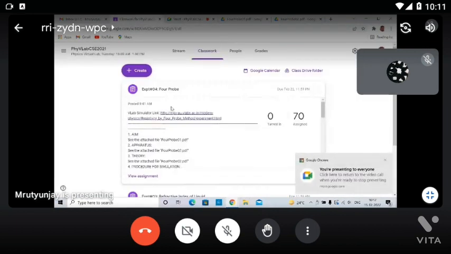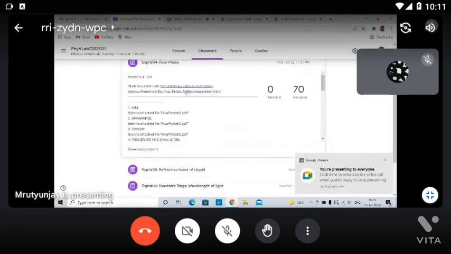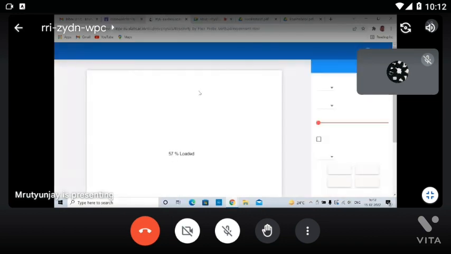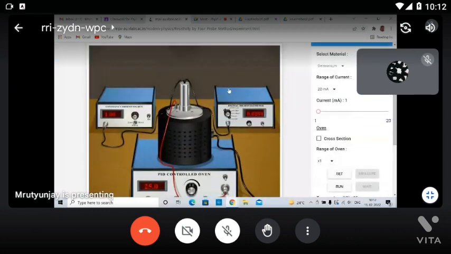See, this is the experiment, 4 probe. First of all, this one is the simulation link, by clicking which you have to perform the experiment. These are the apparatus required for this experiment.